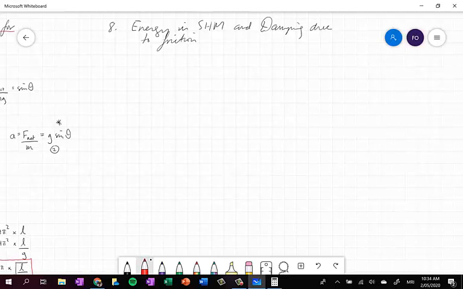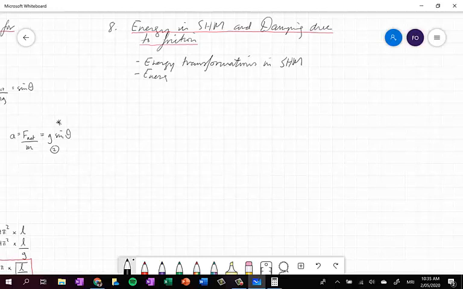Okay, so in our simulation, what we've looked at up to now is what happens when there's no friction. That's not a really realistic situation. So what we'll have a look at now is the energy transformations in SHM, and they're fairly straightforward if we start thinking about what's going on with energy, but also energy losses and their effect on SHM.